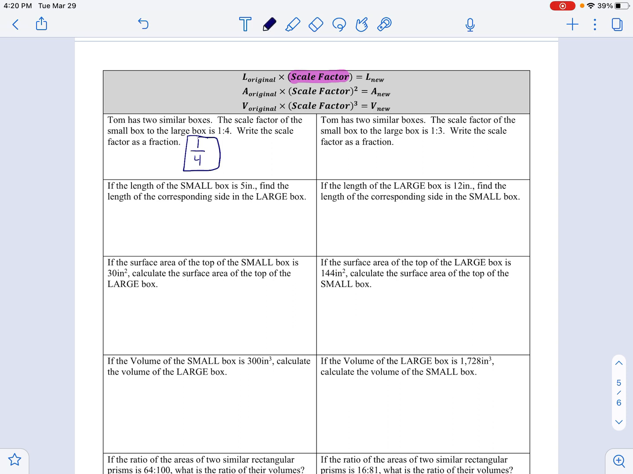So let's get started on using that scale factor to actually answer some useful questions here. If the length of the small box is 5 inches, find the length of the corresponding side in the large box. So I'm going to take my formula here. Length original, called length old, times scale factor equals length new.